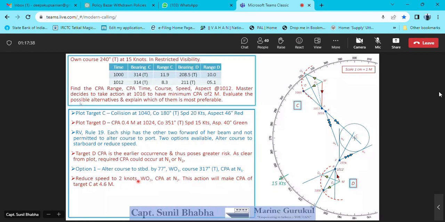So if we reduce the own ship speed to 2 knots, WO2 will be the own ship vector. O2A will be the relative line of approach, effective at 1016, that is at point Papa. This will take the target to the Papa November 2 line of approach. CPA would occur at November 2, and it will be 2 nautical miles. So beta, up to here, any doubts coming up?